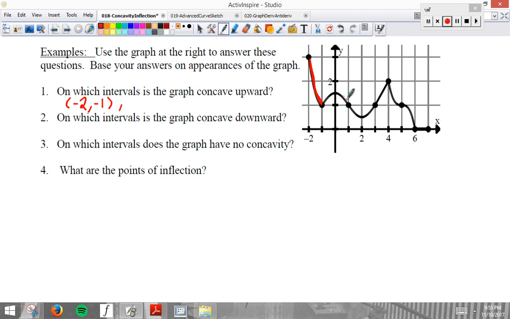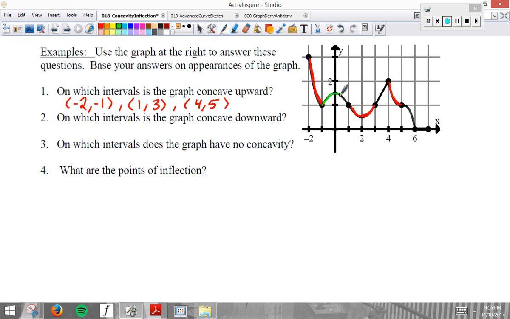Then it looks like we're maybe a downward shape, and then we're back to an upward shape. That stops right here, and we'll make it clear why in a second. So from +1 until +3, we are concave up. Something happens. And then from +4 to +5. There are no other areas where we are concave up.